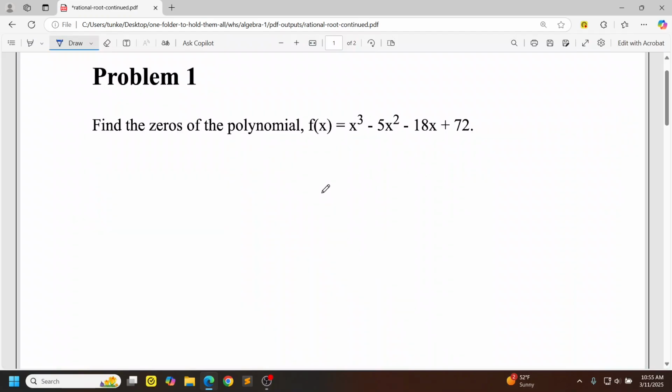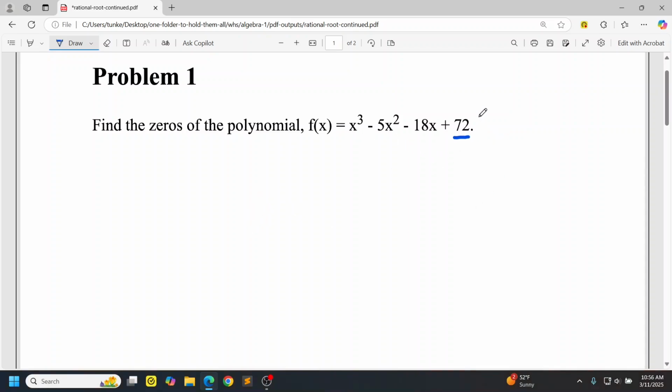In this video, I'm going to find the zeros of this polynomial. It's f of x equals x cubed minus 5x squared minus 18x plus 72. So first off, we're going to find the factors of 72, and we're going to divide them by the factors of 1 because the number in front of x cubed is 1. So if you want to learn more about this, investigate the rational root theorem.